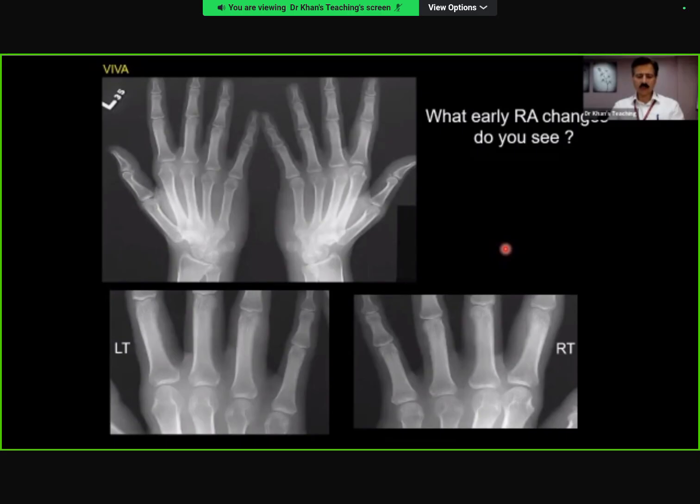Where is the ulnar deviation of which joint? Right. Is it the metacarpal joints? They appear, this is the carpometacarpal. Not very convincing, actually. Okay, that's fine. Well done.